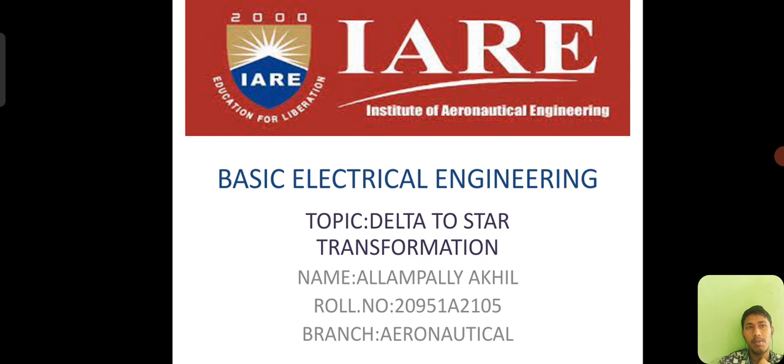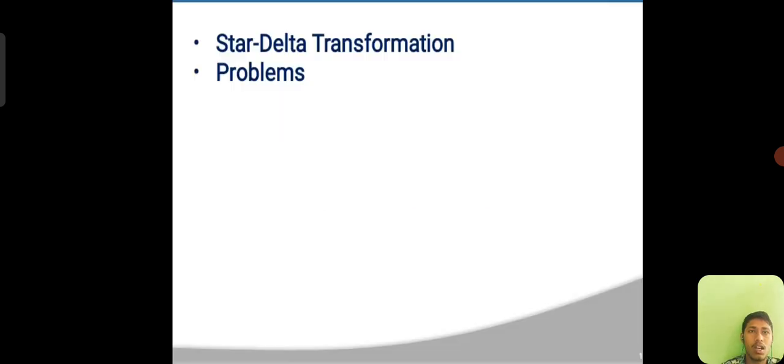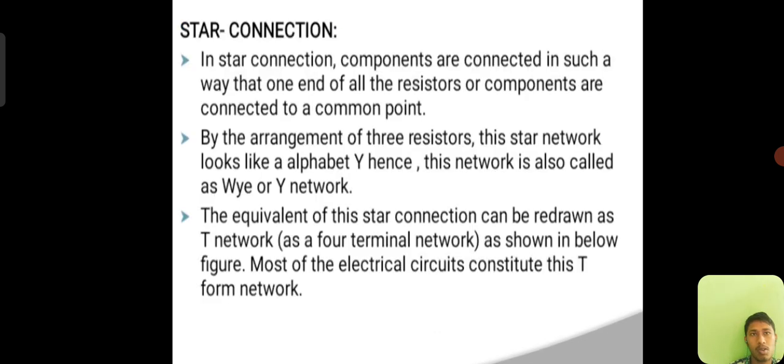This is Alampalli Akid from the Institution of Aeronautical Engineering, and today I am going to explain a topic related to the subject of Basic Electrical Engineering, generally known as BEE. My topic is delta to star transformations. My roll number is 2095182105, as shown on the screen, and I belong to the aeronautical engineering branch. We will discuss star-delta transformations and then move on to problems.